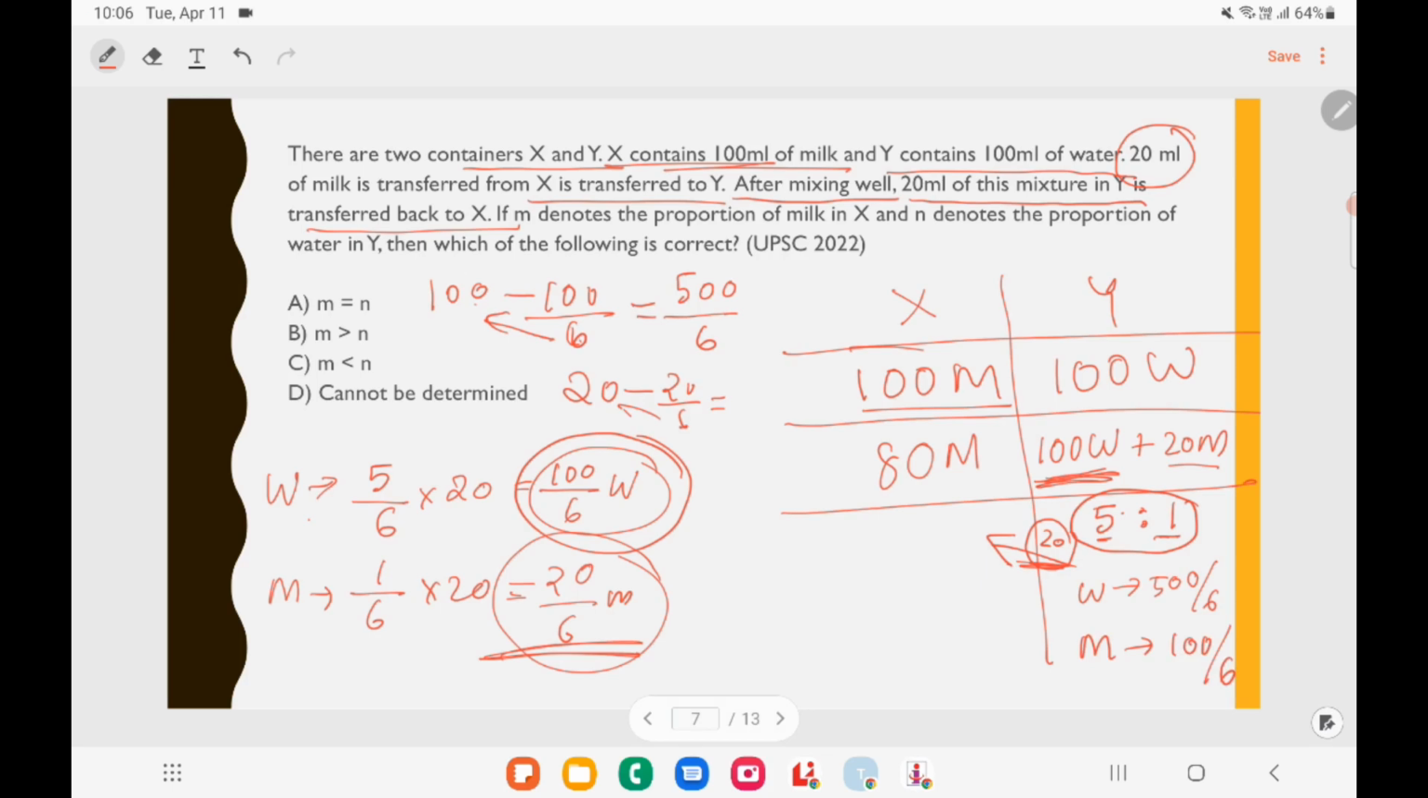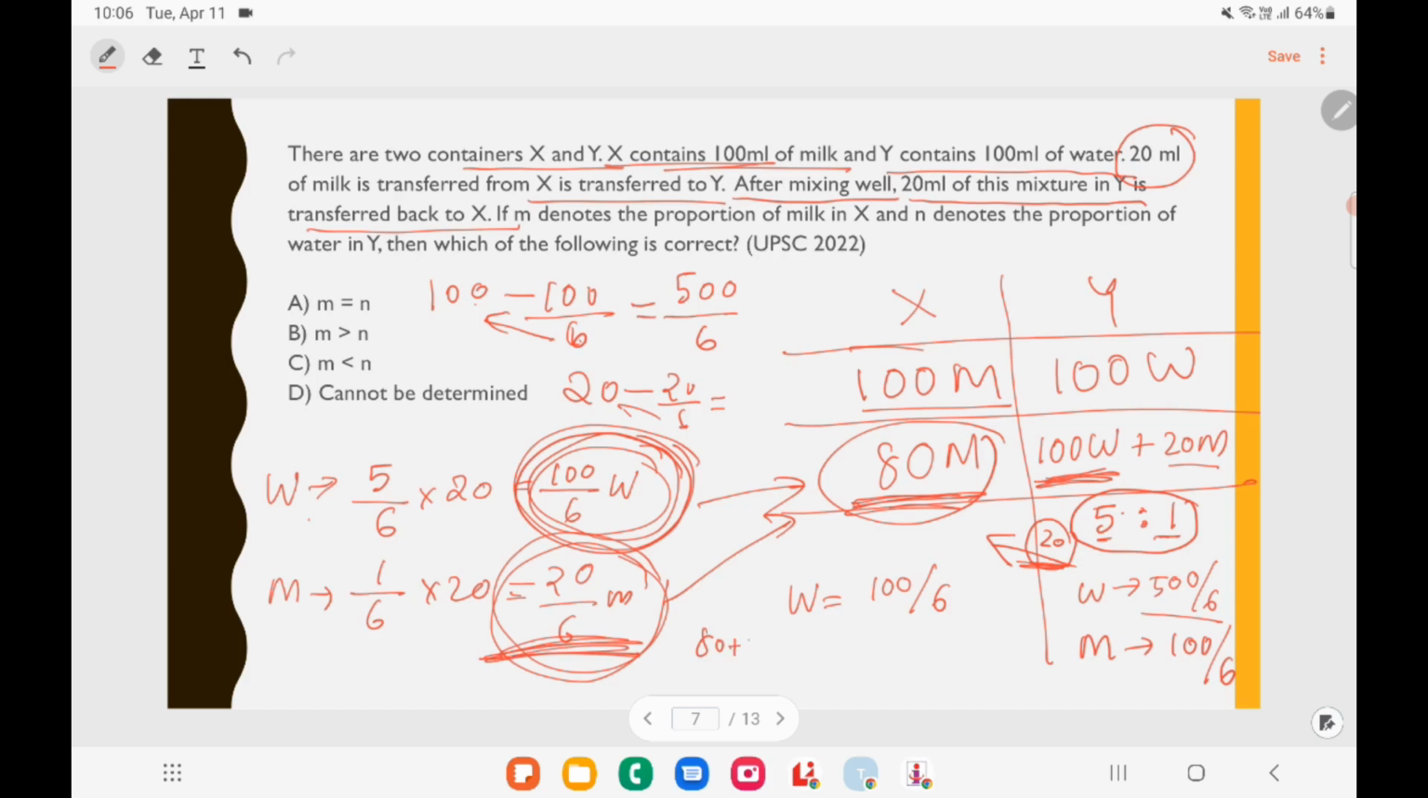Now we need to find out how much milk and how much water is there in X. So X was initially having 80 milk, right? Now 100 by 6 water is added here and 20 by 6 milk is being added. So how much water is there now? 100 by 6 water is added, so water will be 100 by 6 in X. And how much milk will be there? There was 80 milk. To that we are adding 20 by 6 milk.